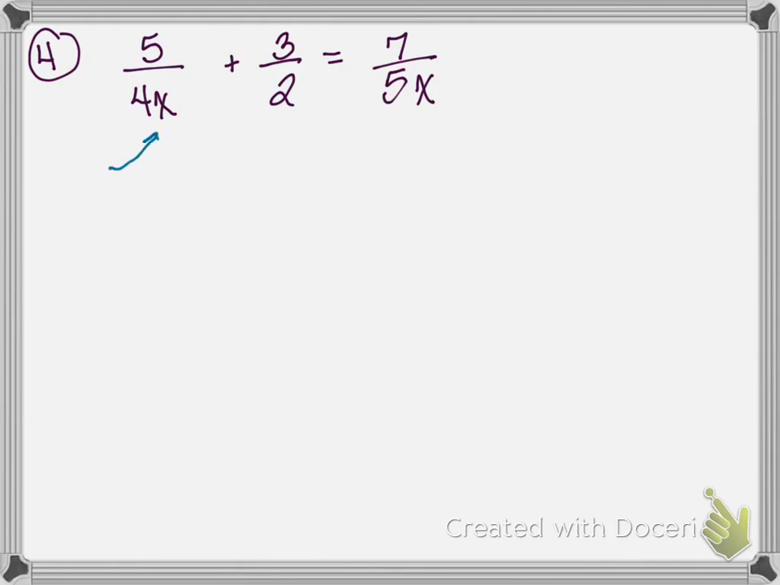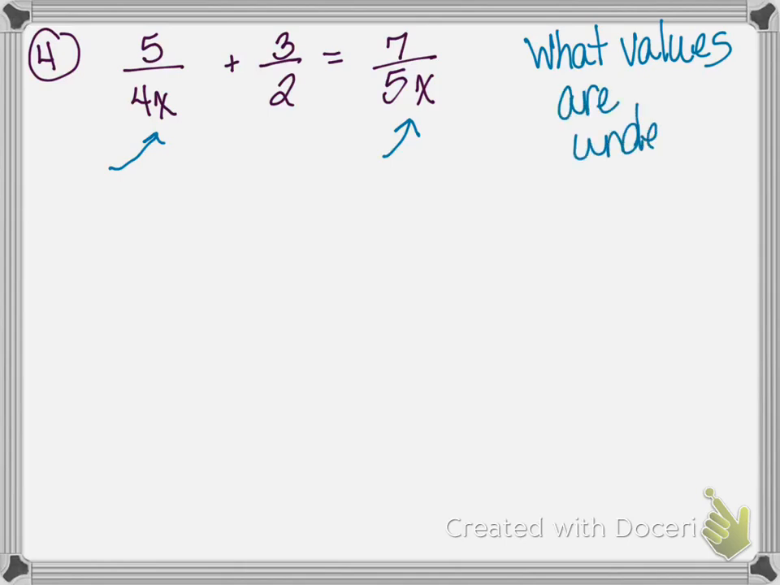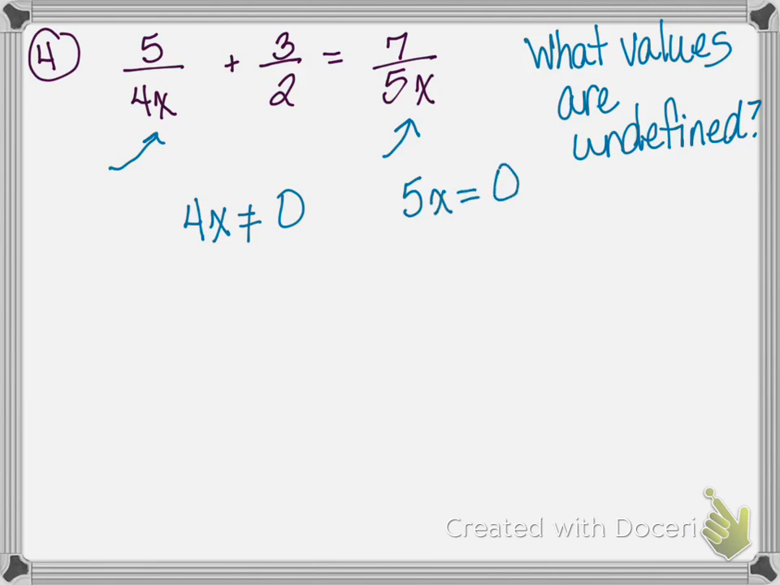We have x's in the denominator, and anytime that we have an x in the denominator, there are some values that it cannot be. Okay, so what values are undefined? Anytime that we have a variable in the denominator, we have to figure out what that is. Okay, and our values are going to be undefined for anything that makes the denominator 0. So for both of these, x cannot be 0.